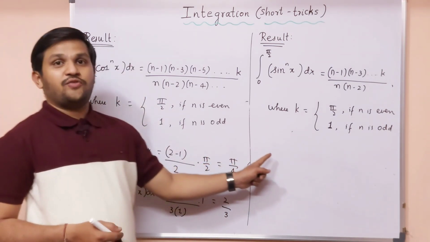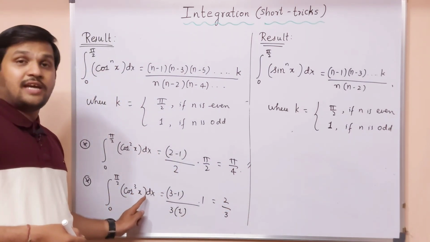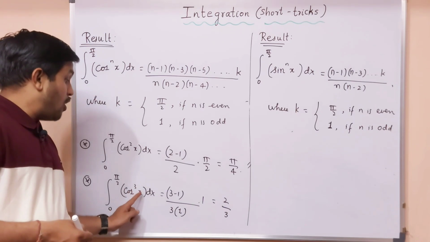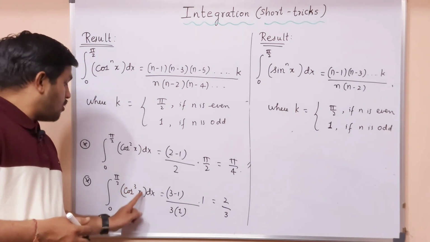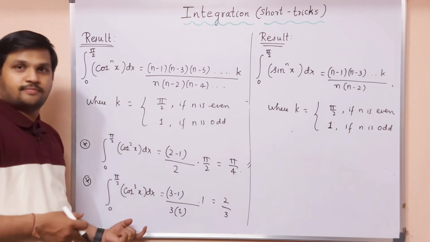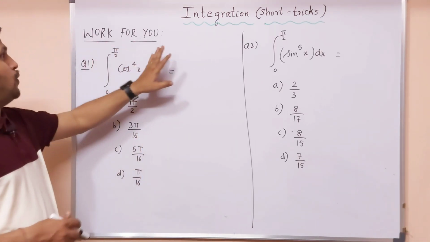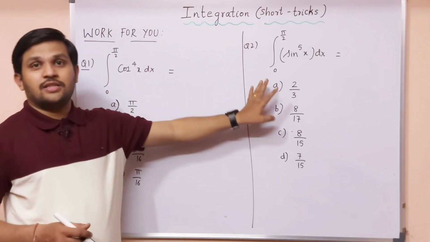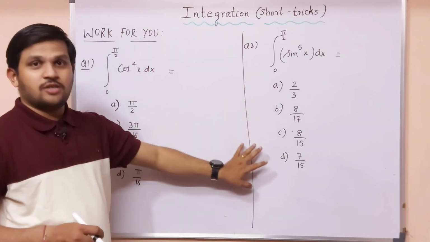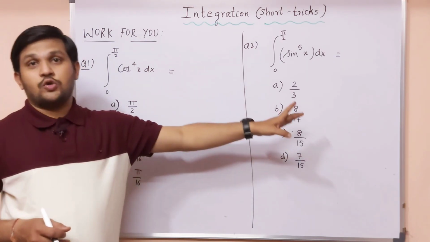Similarly, I can do it for the integral 0 to pi by 2 of cos x whole power 4, cos x whole power 5, cos x whole power 6 and it goes on. So note down. Now students, work for you. By observing the results and the formulas which we have applied for the given questions, you can answer these questions easily.